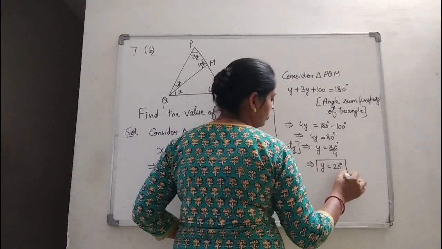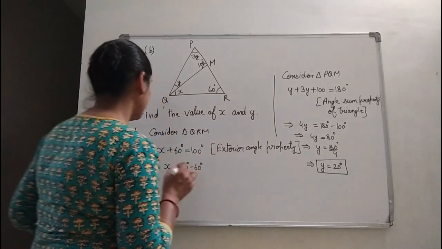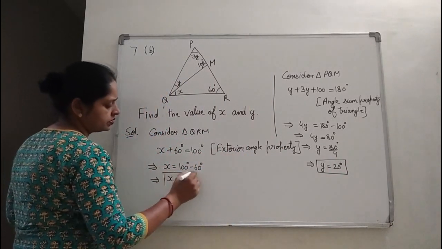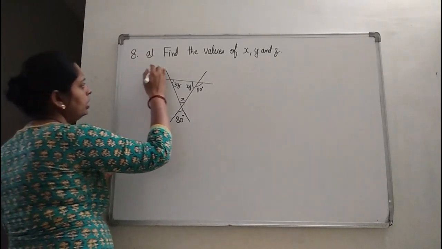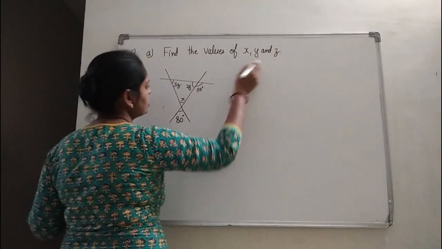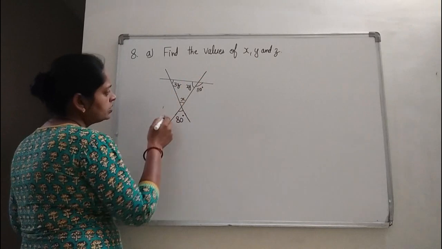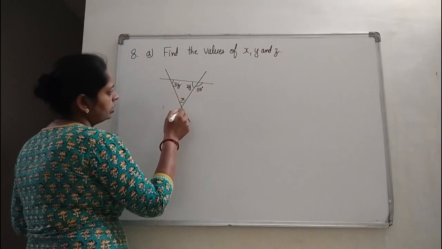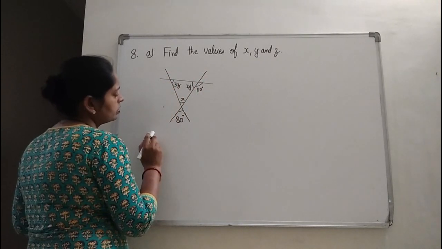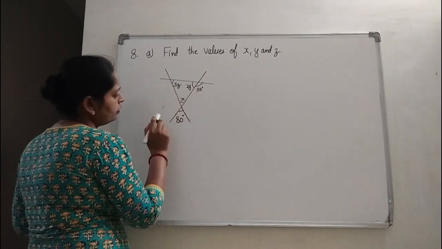So we got the value of Y, and also we have calculated the value of X. Okay. Now see the 8th question. A part, find the values of x, y and z. Now see this, we have 3 lines which are intersecting at 3 different points. So one triangle is also forming here.